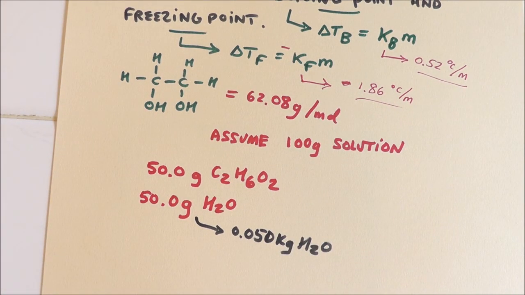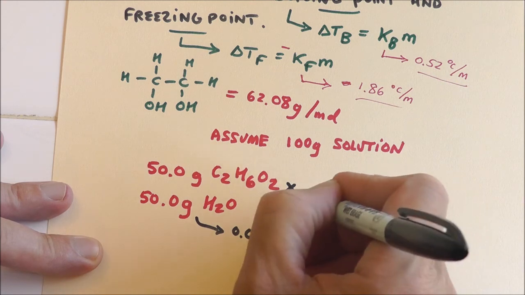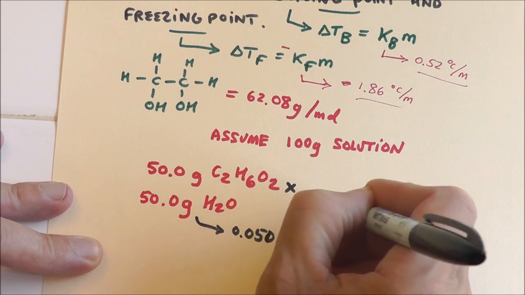You know what's cool is to answer both parts of this problem, we're going to need to know the same molality number because it's 50%. So to calculate both the freezing point and boiling point, we really just need the same number. So that's kind of a cool thing, that this problem's being sort of nice to us. So now let's convert to moles. 62.08 grams.